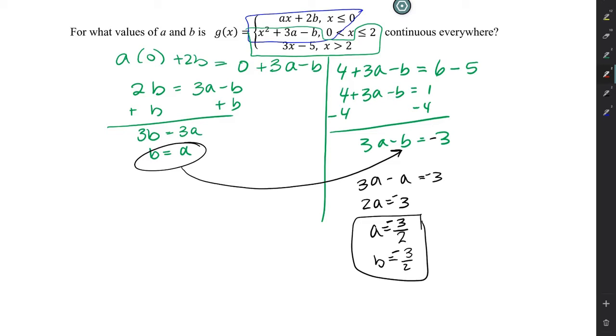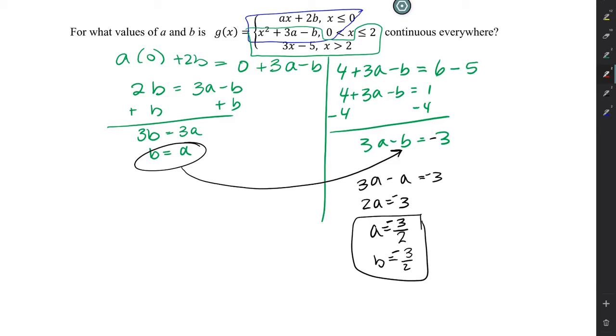For the bottom 2 equations, I have 4 plus 3a minus b equals 6 minus 5. Everywhere there was an x, I replaced it with a 2. Then, simplifying, I subtracted 4 from both sides, so I had 3a minus b equals negative 3. I replaced the b with the a from the other equation, where I found out that they were equivalent. So I had 3a minus a equals negative 3.